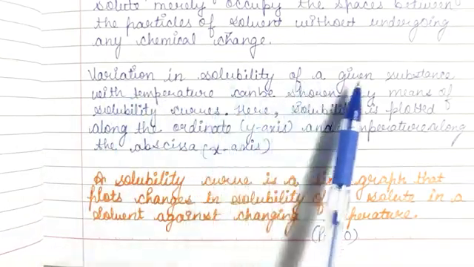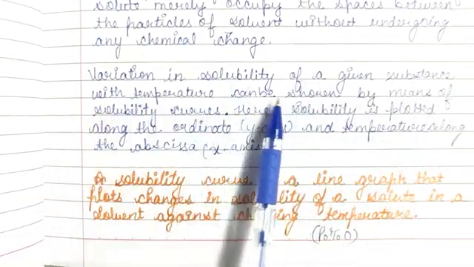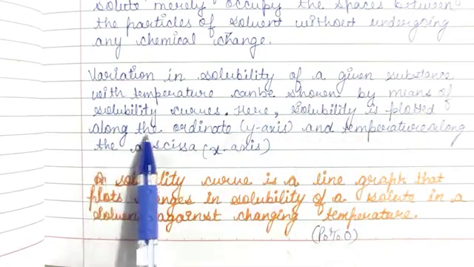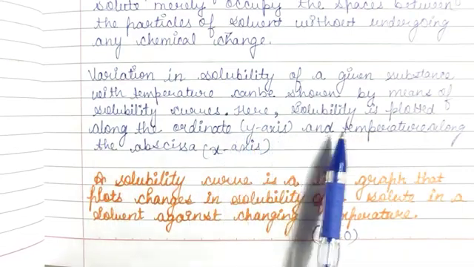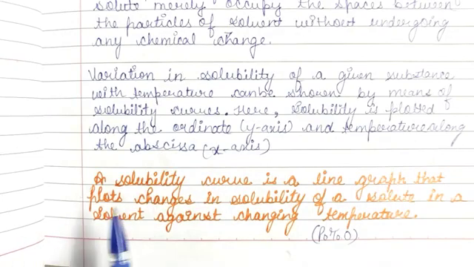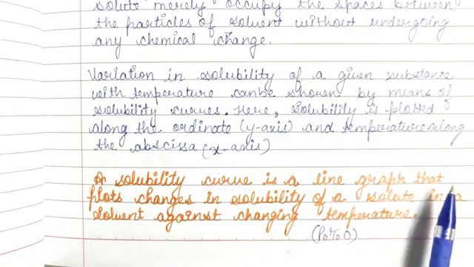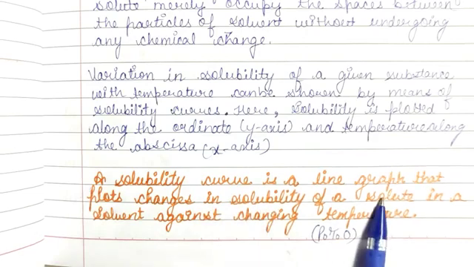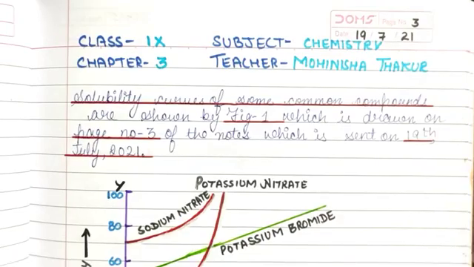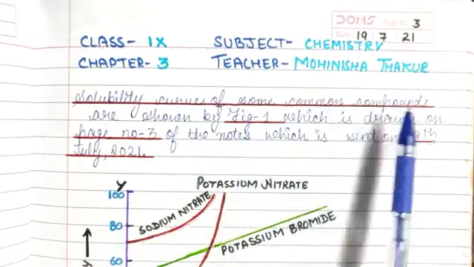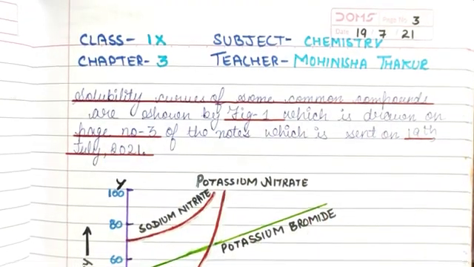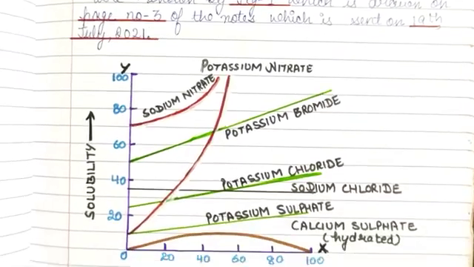Variation in solubility of a given substance with temperature can be shown by means of a solubility curve. Here solubility is plotted along the ordinate y-axis and temperature along the abscissa x-axis. A solubility curve is a line graph that plots changes in solubility of a solute in a solvent against changing temperature. Students, solubility curves of some common compounds are shown in figure 1, which is drawn on page number 3 of the notes, which is sent on 19th July 2021.